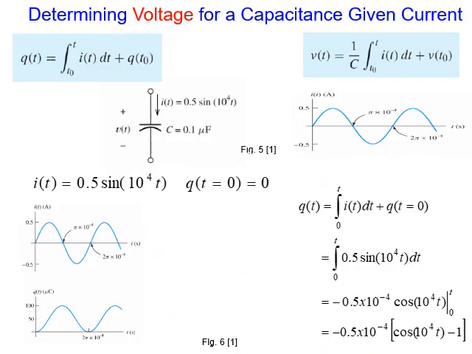Now if you ask me to determine the voltage for a capacitor given the current. Now current is given, find the voltage. We know that if current is given, I can find the charge by integrating current with respect to time, as you can see here. And voltage by 1 over C integrating also the current. So here, rather than differentiate, we integrate.